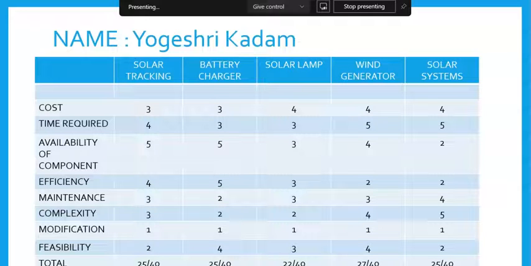These were the individual rankings given to every solution. Firstly, Yogeshri Kadam did the individual ranking and gave wind generator the highest score and solar lamp the lowest. These rankings were done on the factors of cost, time required, availability of components, efficiency, maintenance, complexity, modification, and feasibility.